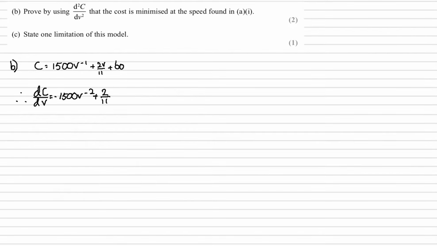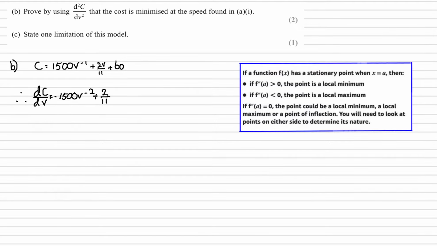And we know the first derivative. Okay, we can therefore say that dc by dv is minus 1500 v to the power of minus 2 plus 2 of 11. We showed that in the previous question. So we've been asked to prove by using the second derivative. Okay, so you should be familiar with this rule here.